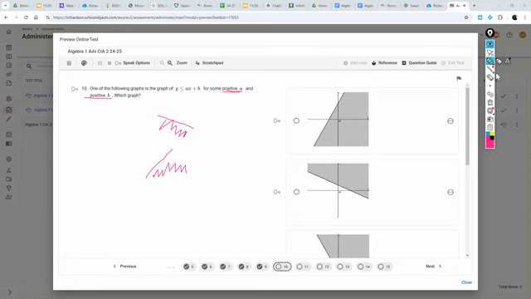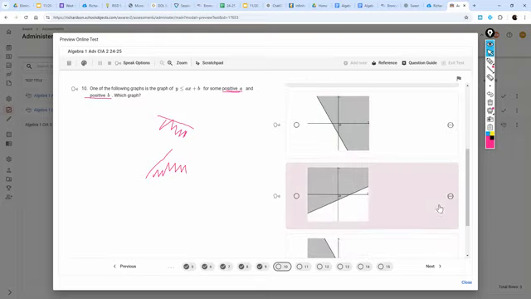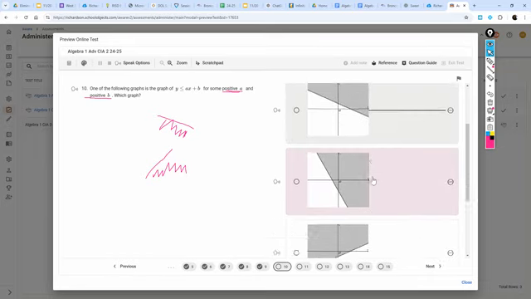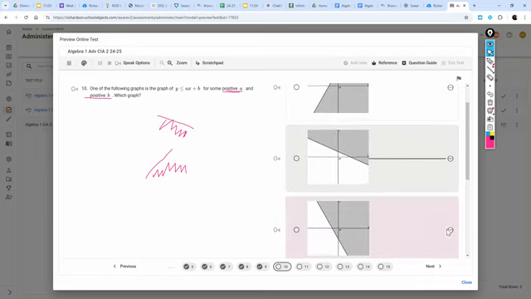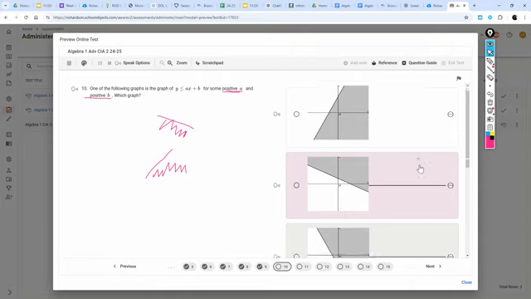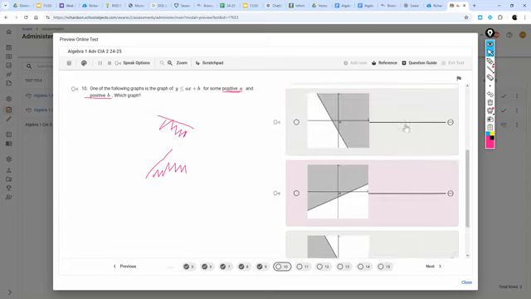So what I'm going to do now is get rid of all the negative slopes. Negative slope, and negative slope. So all the negative slopes are gone. Oh, that's a negative slope, so it can't be that. Okay, so it has to be a positive slope. Now, we also know it can't have a negative y-intercept. So that has to go.